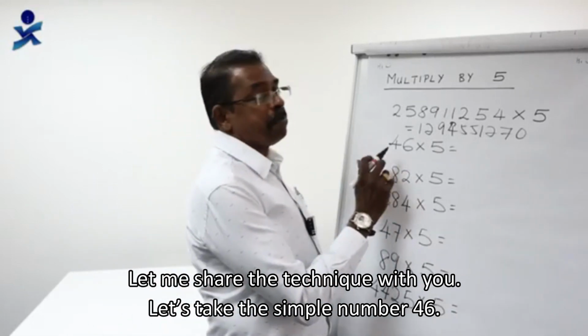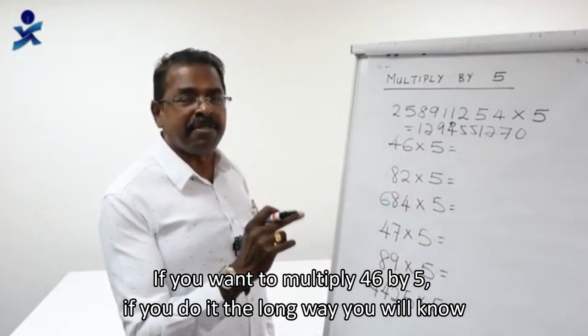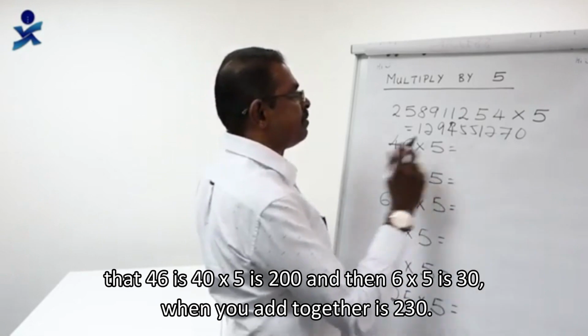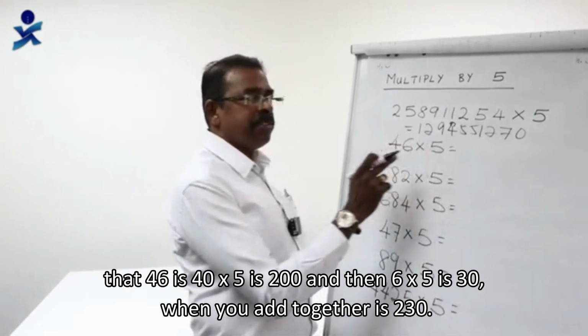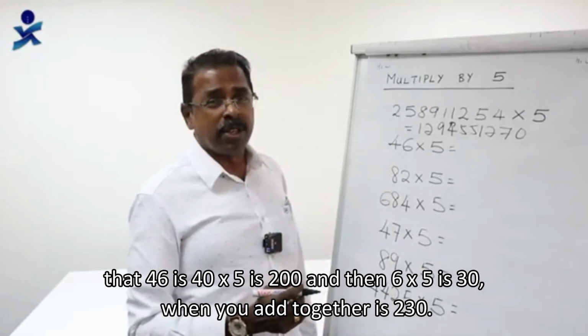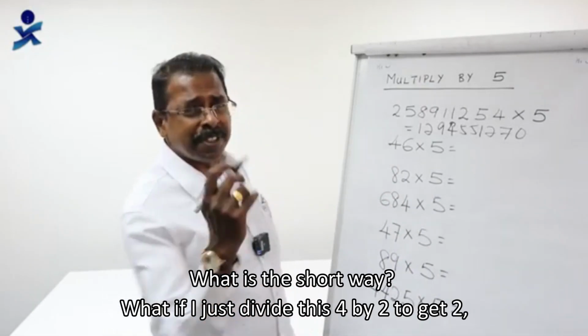Let's take the simple number 46. If you want to multiply 46 by 5, if you do it the long way, you will know that 46 is 40 times 5 is 200, and then 6 times 5 is 30. You add together, say, it's 230. Yes, of course, that's right. But such a long way of doing it. What if it's a short way?